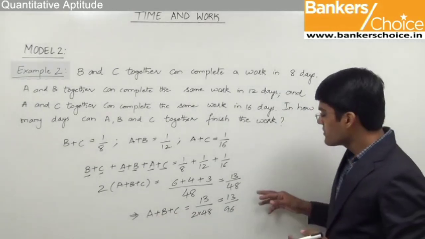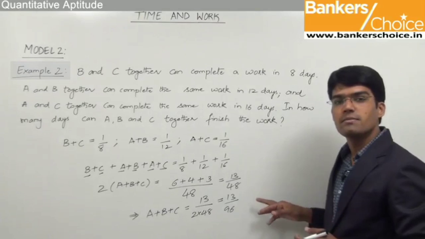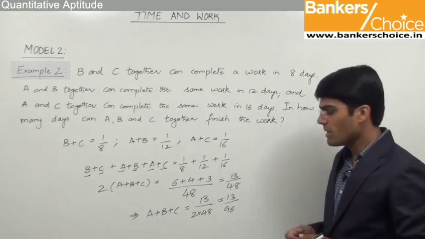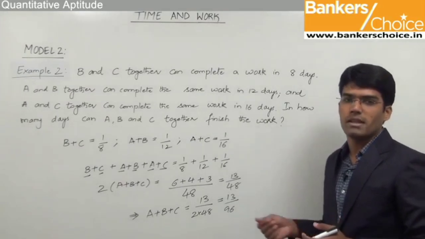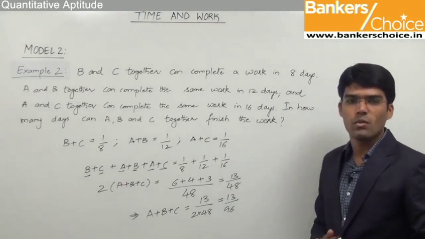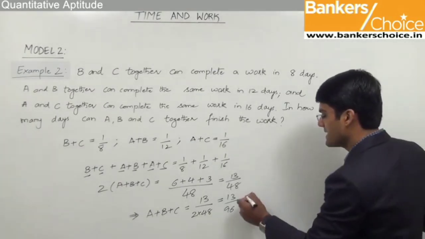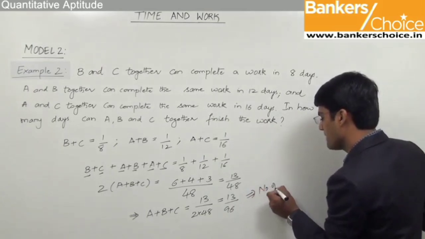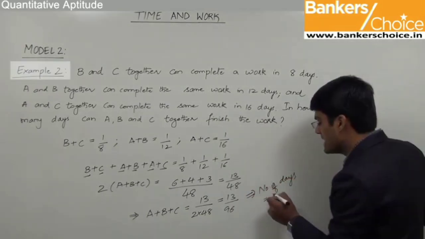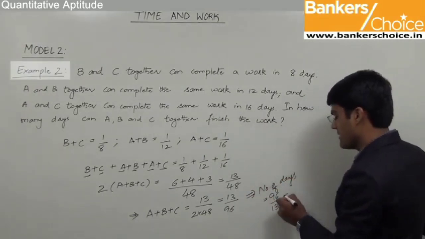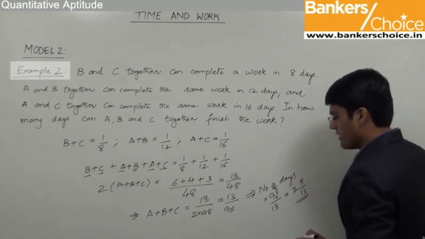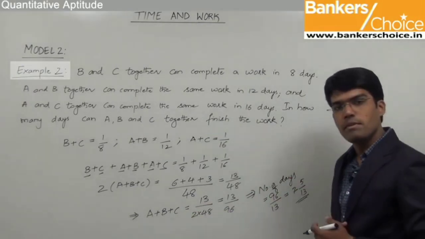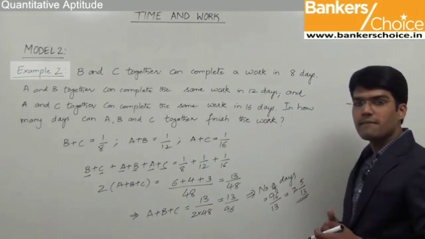But as our interest is to find out the number of days, we need to reciprocate this to get the answer. Why? Because we have very well understood that the number of days will be the reciprocal of the capacity, or the reciprocal of total work done in one day. So from this we can say that the number of days will be equal to 96 by 13. And this can be simplified as 7, 5 by 13. So the total number of days required when A, B and C work together will be 7, 5 by 13 days.